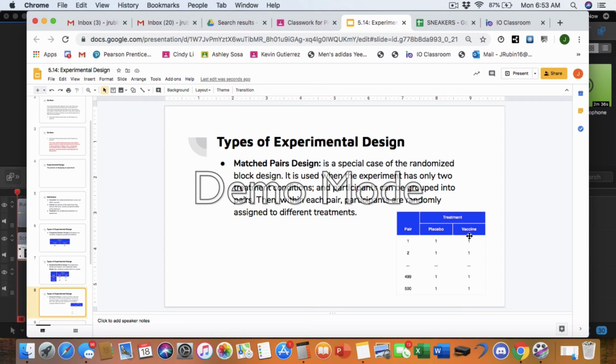Now what happens, right? We still have the same 1,000 people, but now they're broken into pairs. So pair one is two people. One gets the placebo, one gets the vaccination at random. Pair two, one gets the placebo, one gets the vaccination at random. And it goes all the way until 500 pairs, right? Because 500 pairs would be 1,000 people. One placebo, one vaccination, completely randomized.